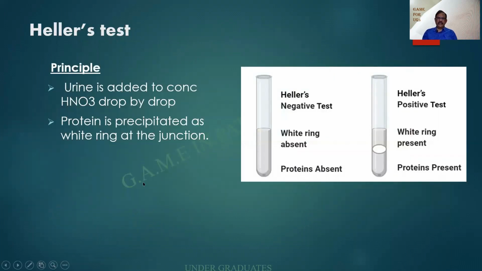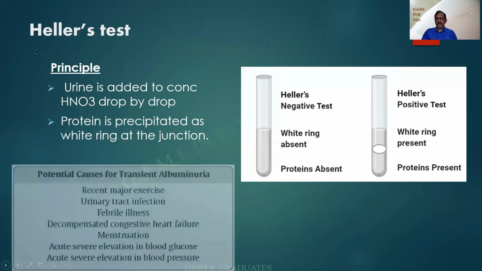The Robert's test is another test. The urine is added to concentrated nitric acid drop by drop, and the protein is precipitated at the junction. It is present as a white ring. So in this case, when it is negative, it is absent. Here I am able to see a white ring. That is the ring test.